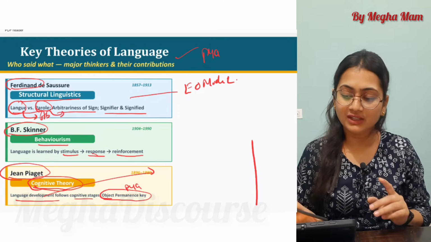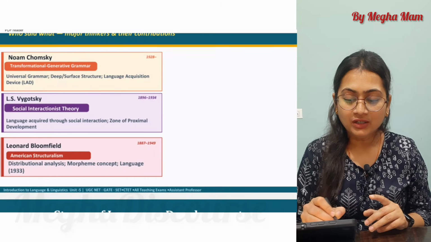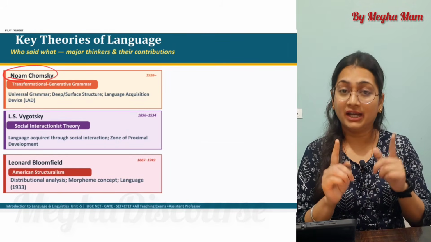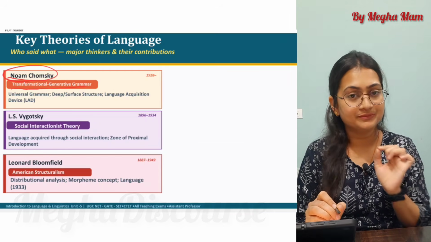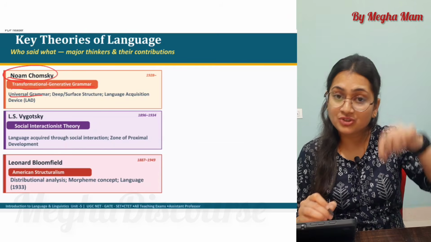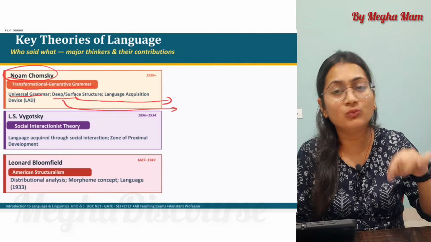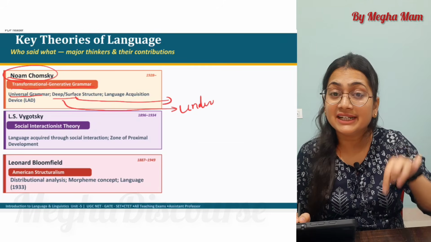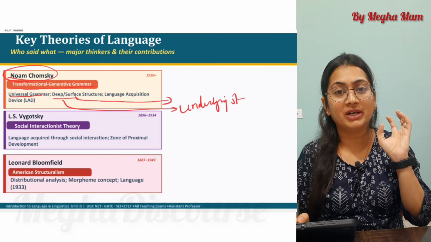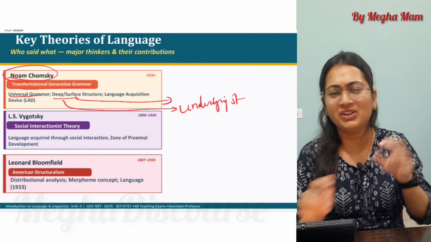Now the next we have Noam Chomsky. What did Noam Chomsky do? He gave the transformational generative grammar rule. I have told you about universal grammar. Deep and surface structure. What is deep and surface structure? Deep structure means the underlying structure, that is, the deep meaning. Like we have connotative and denotative meaning, it is the same. Deep means the idea behind the words, and surface means what is said.